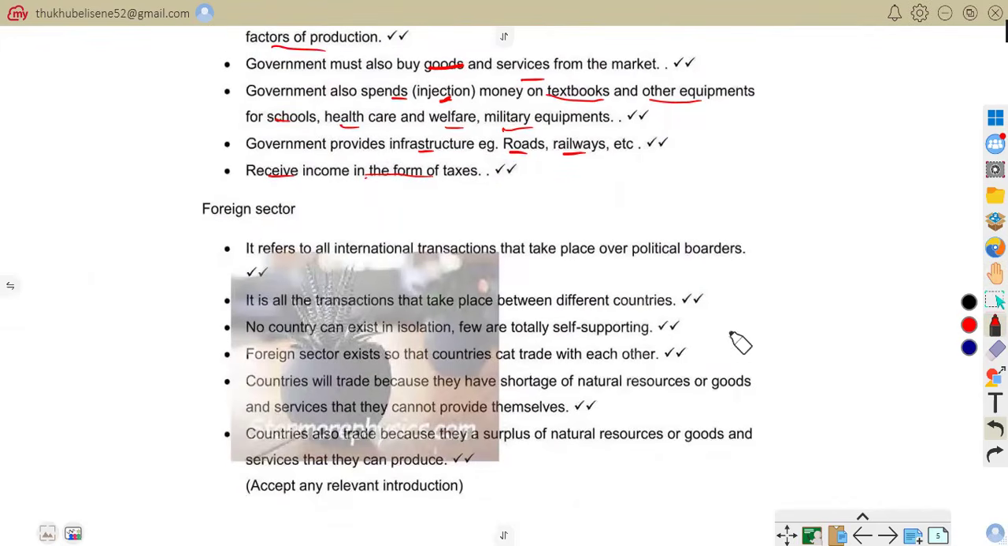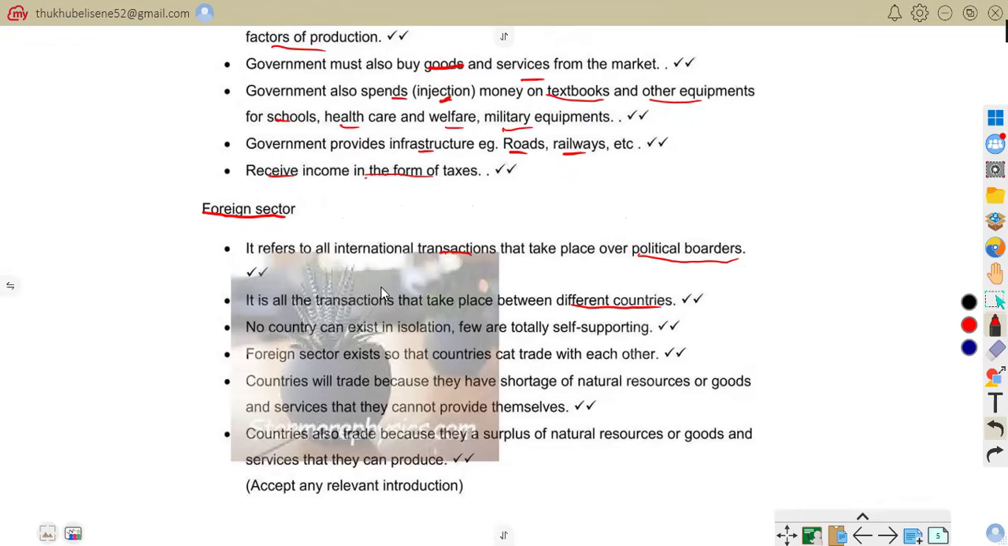So here we are on the foreign sector. As it says, a foreign sector refers to international transactions that take place over political borders. That is a foreign sector. It is all the transactions that take place between different countries. So the transactions that take place are between different countries.